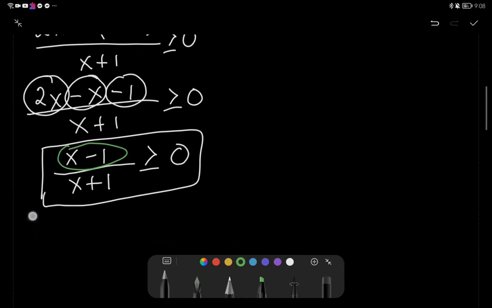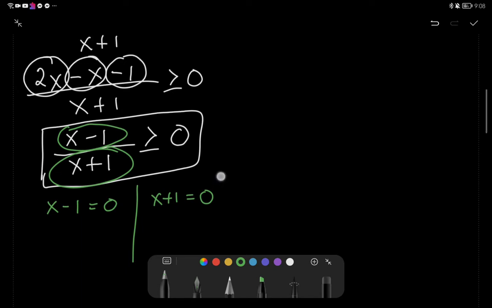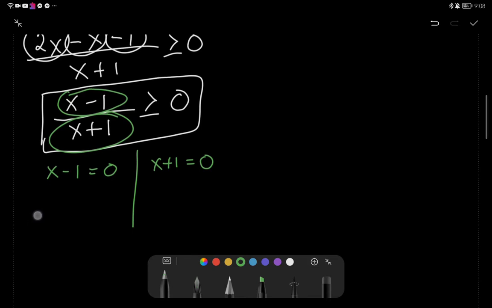Now, this one, the numerator, we're going to solve or equate this to 0, as well as this one, x plus 1. Why are we going to equate this into 0? Para makita ang critical values sa atuang graph. So, it transfers si negative 1. That becomes positive. x equals positive 1. That is our first critical value.